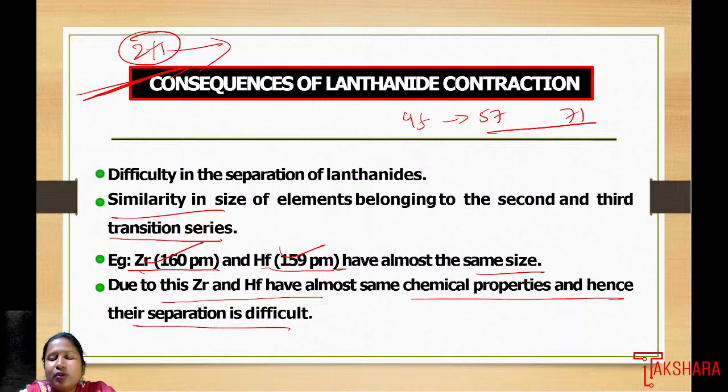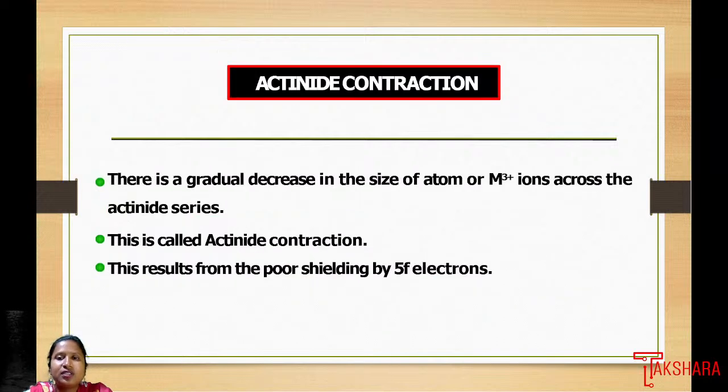So these are the few consequences we face even though lanthanide contraction is small. So it is difficult to separate the lanthanides, and similarity in size of elements belonging to the second and third transition series. For example, when we take zirconium and hafnium, both have almost the same size, and due to this they have almost the same chemical properties and hence their separation becomes very difficult. These are the consequences. Next we have actinide contraction.